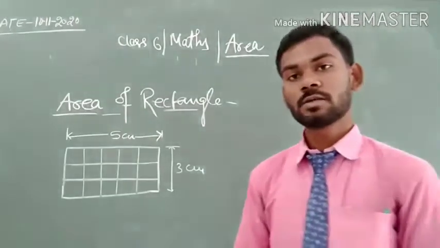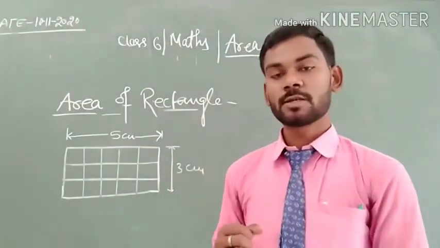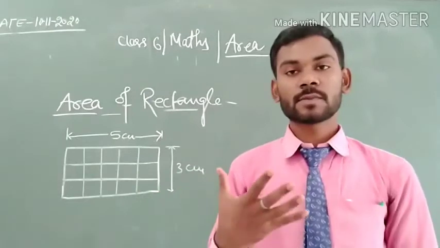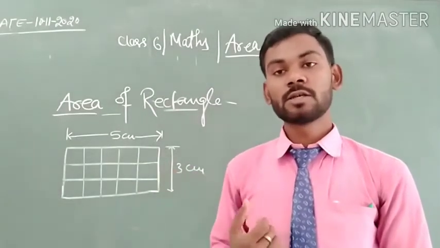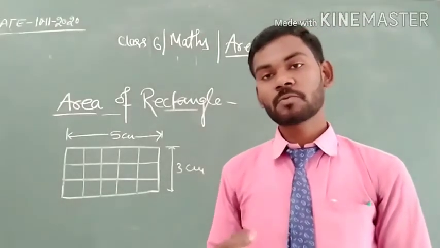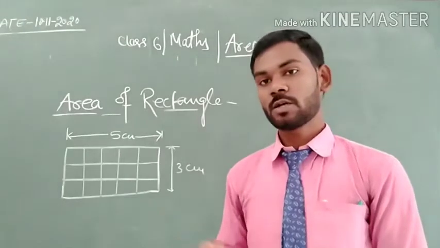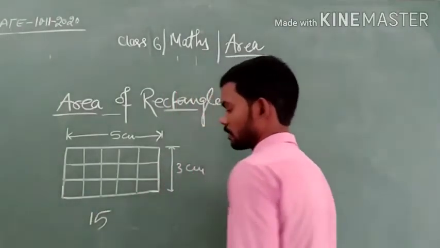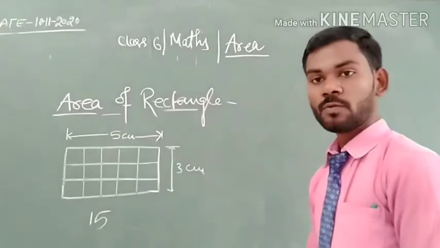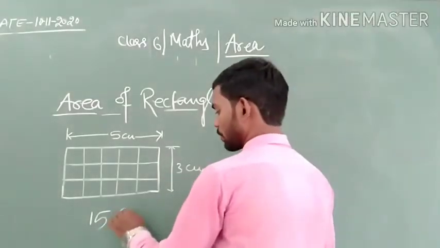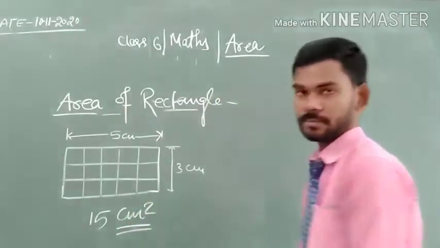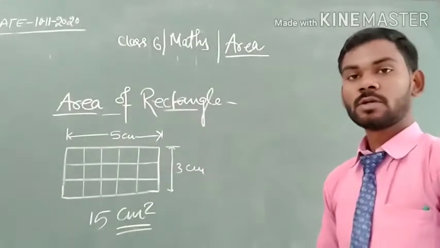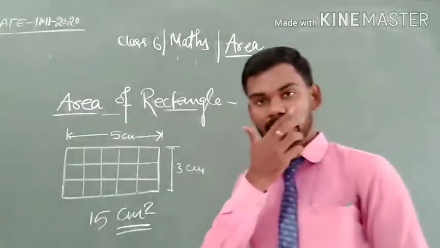As I told you, the measurement of the interior will be its area, so these squares are the interior of this rectangle. After counting the number of squares, we can get the area of this rectangle. So whenever we count, we get 15. The number of squares is 15, which means that its area will be 15 centimeter square. But this method is old fashioned, and we need something new.